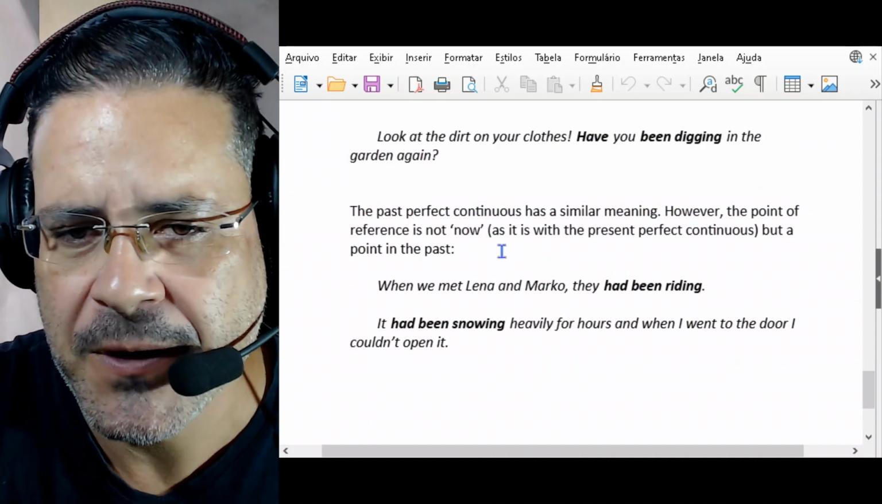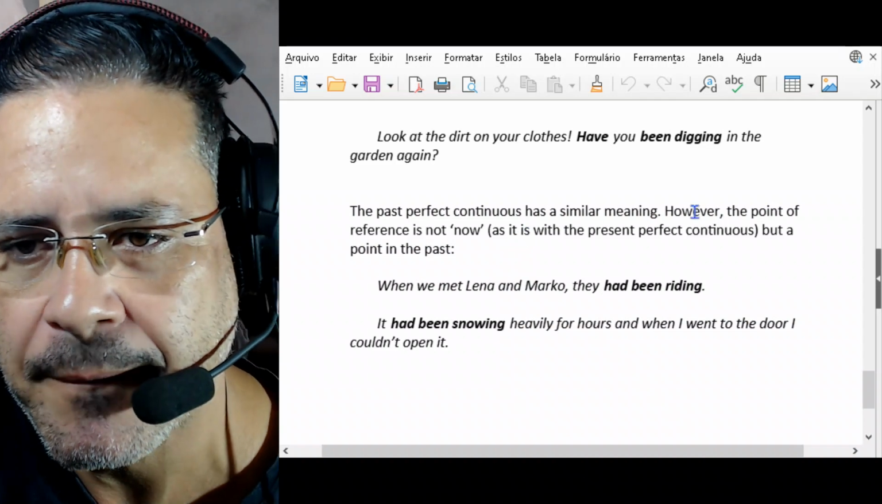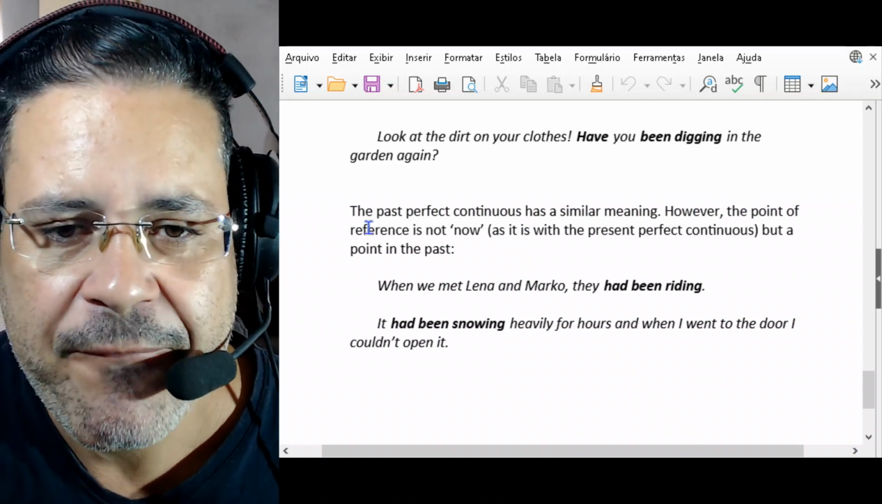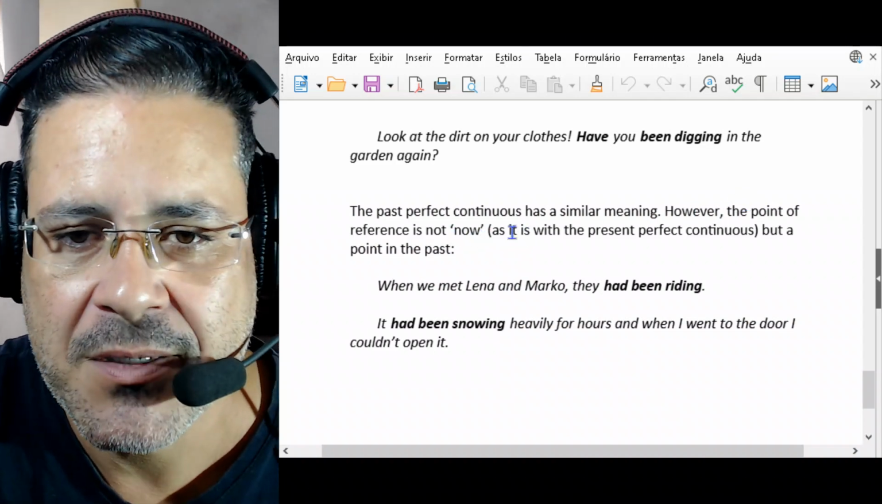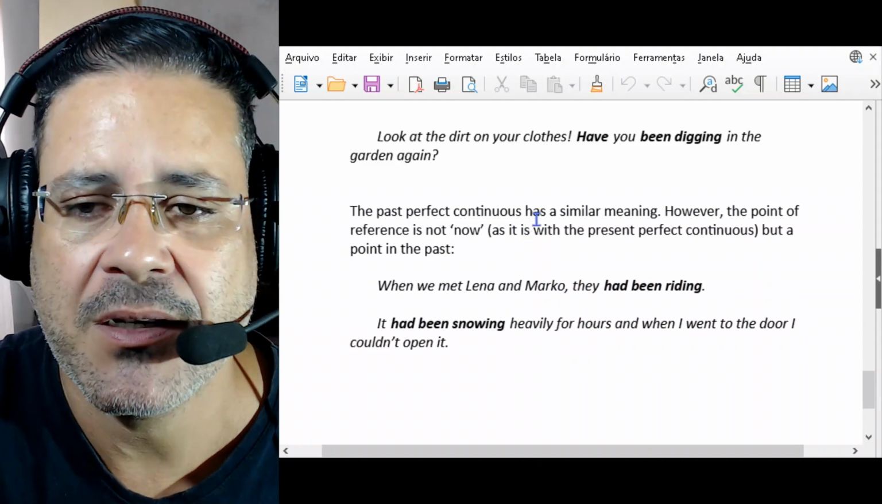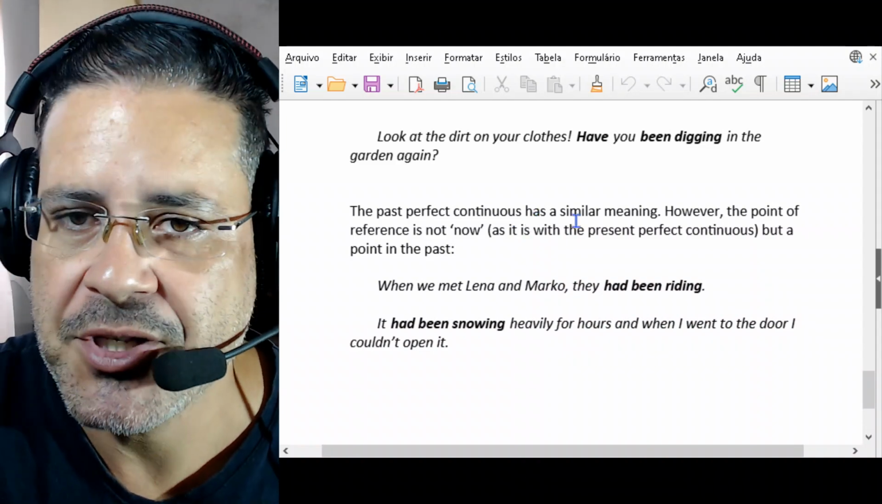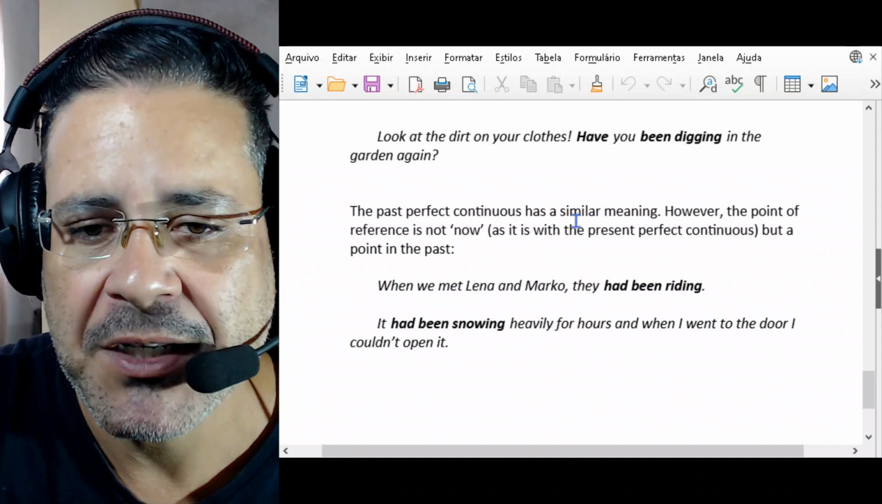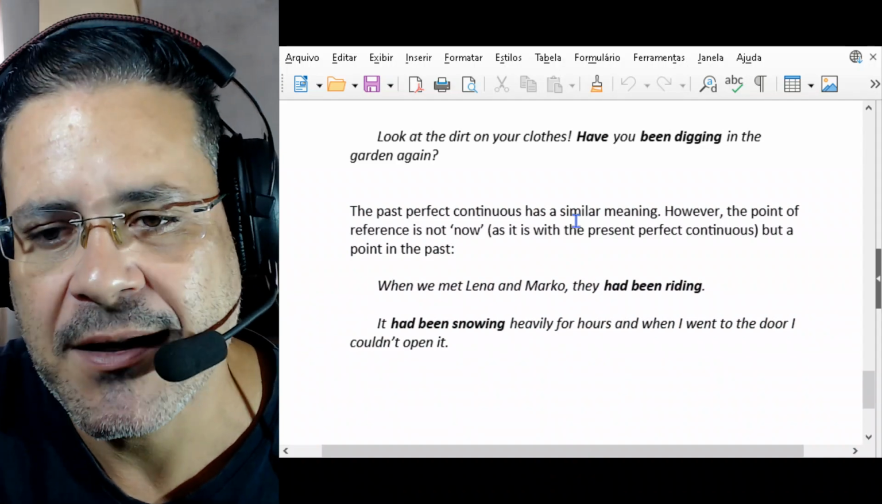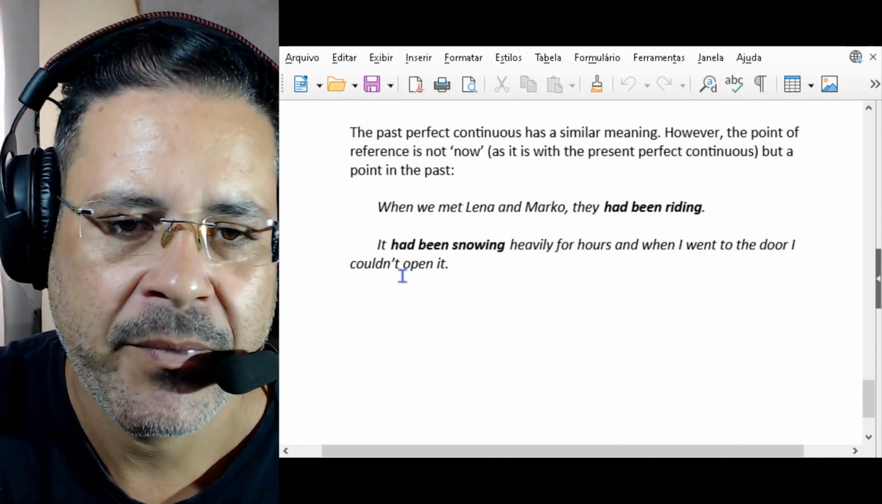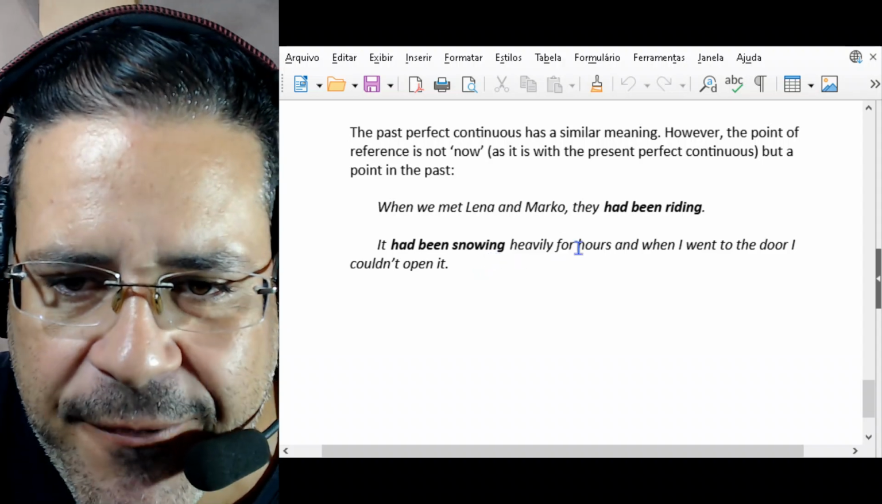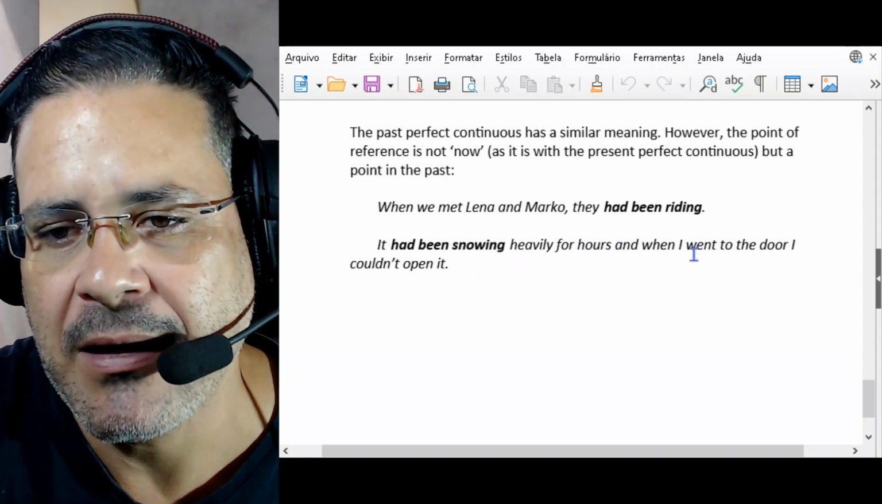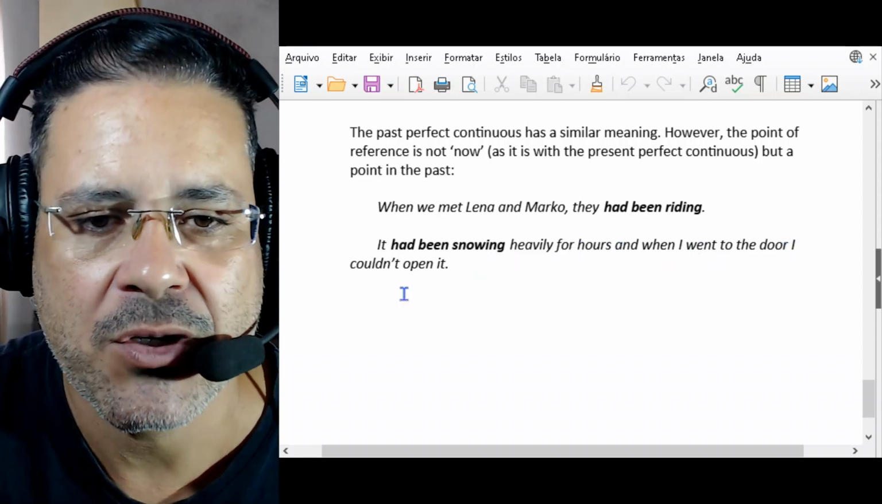The past perfect continuous has a similar meaning. However, the point of reference is not now, as it is with the present perfect continuous, but a point in the past. When we met Len and Marco, they had been riding, and it had been snowing heavily for hours, and when I went to the door, I couldn't open it.